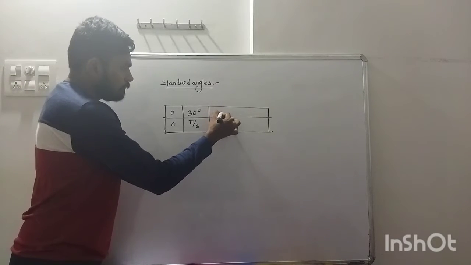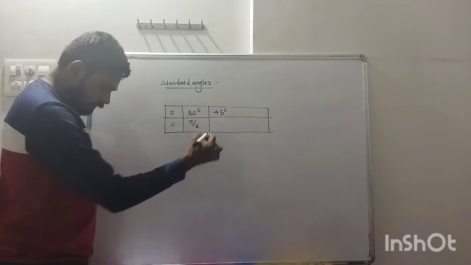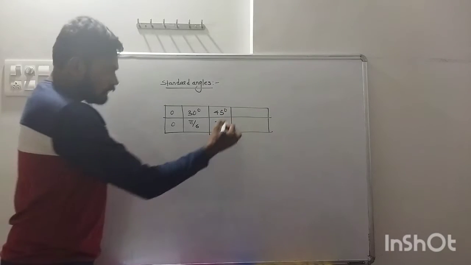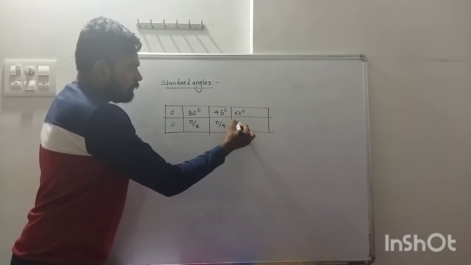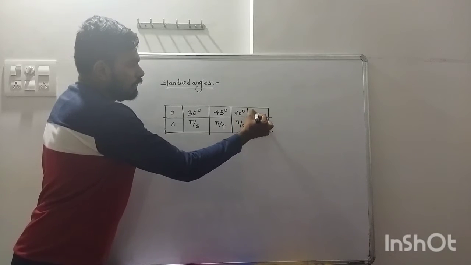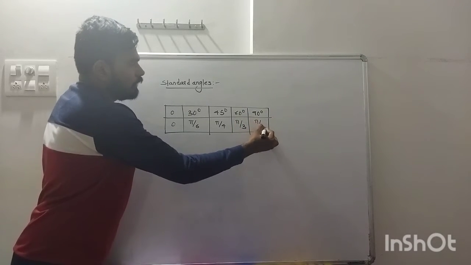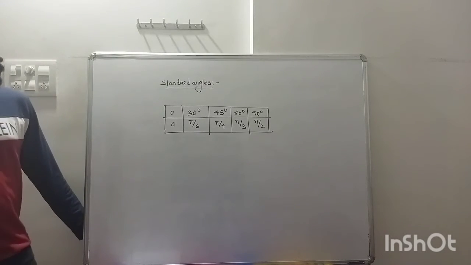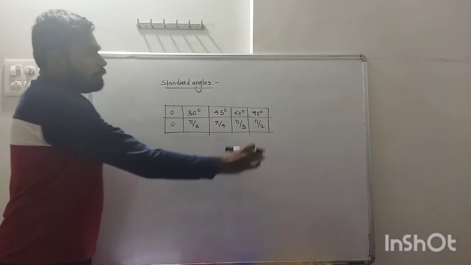45 degrees is pi by 4 radians. 60 degrees is pi by 3 radians, and 90 degrees is pi by 2 radians. At least this you all remember. Okay. 0, pi by 6, pi by 4, pi by 3, pi by 2.